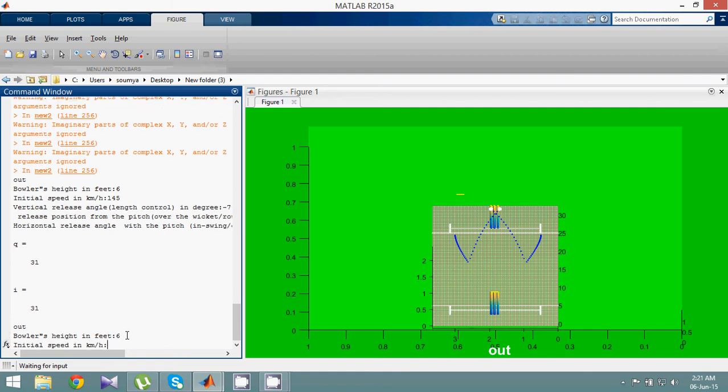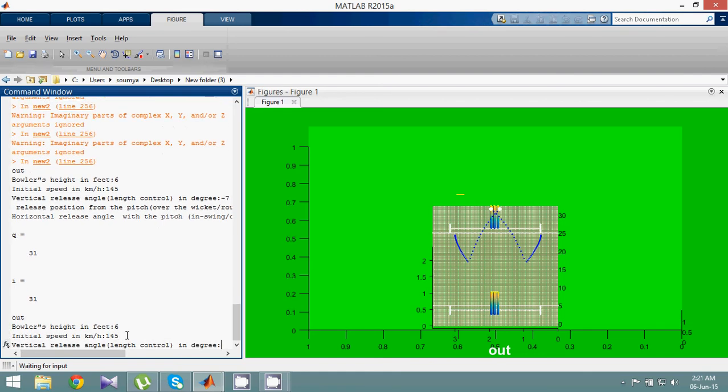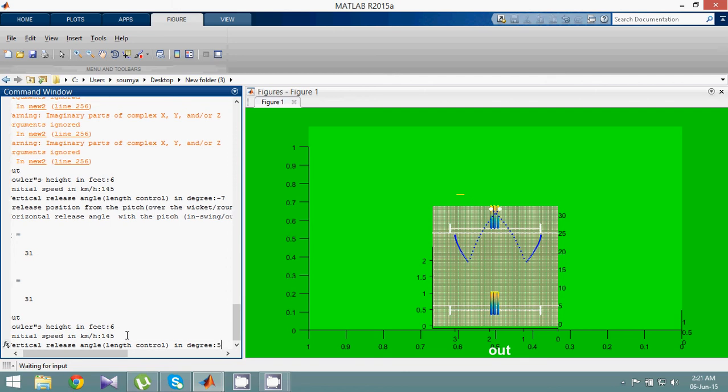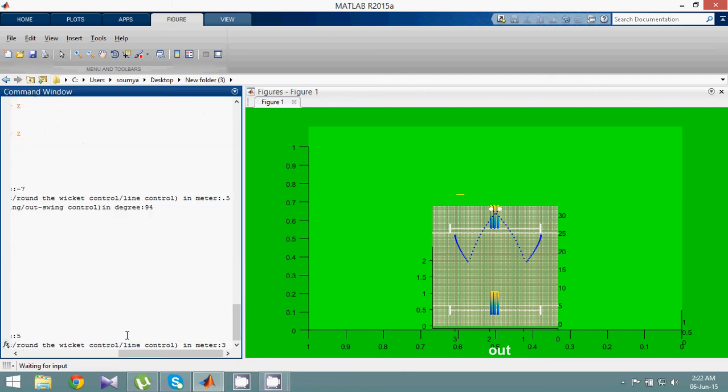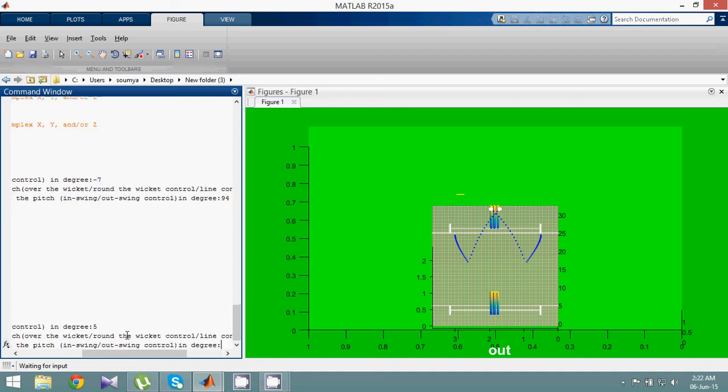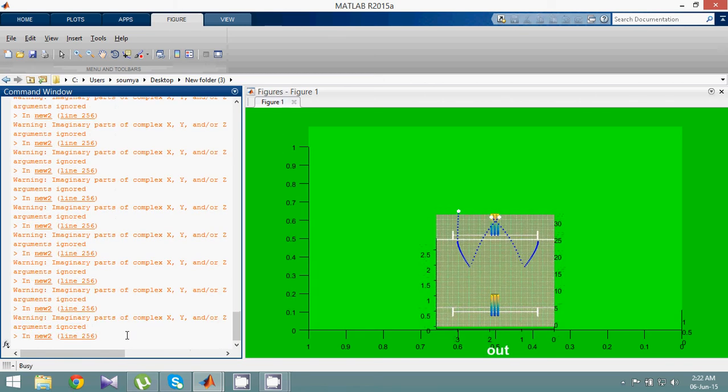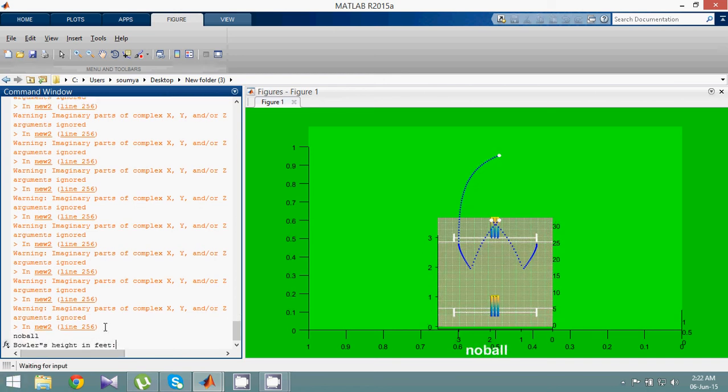So height is same, speed is same, and what I'm going to say is, if the ball is thrown at a positive angle, then the ball is going to go high and it's going to give a no ball. So I use a 5 degree angle, positive 5 degree angle, and over the wicket delivery. So I use 3 meters, and the vertical, or sorry, horizontal angle is 84 degrees. So the ball is going to go without any bounce and it's going to cause a no ball, right? So it's a no ball, as you can see from the legend.